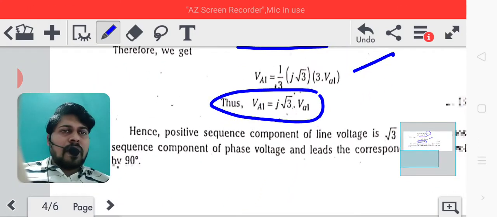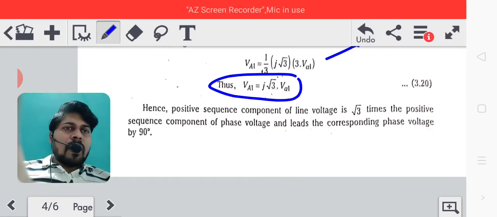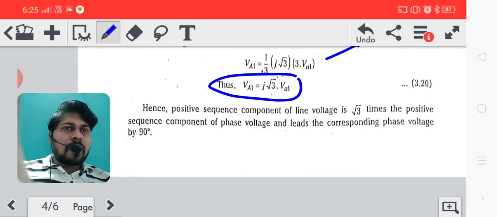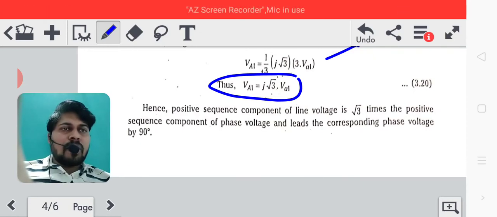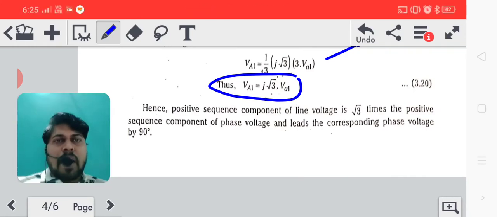So by observing this expression, we can write that the positive sequence component of line voltage is root 3 times the positive sequence component of the phase voltage and leads the corresponding phase voltage by 90°.